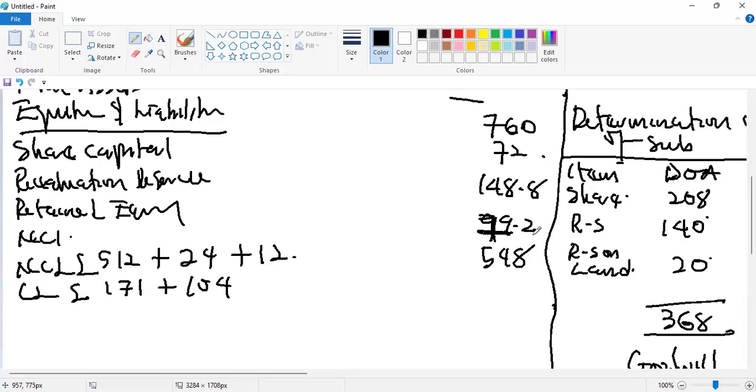Then 275. So this is 760 plus 72 plus 148.8 plus 79.2 plus 548 plus 275, giving me 1883.